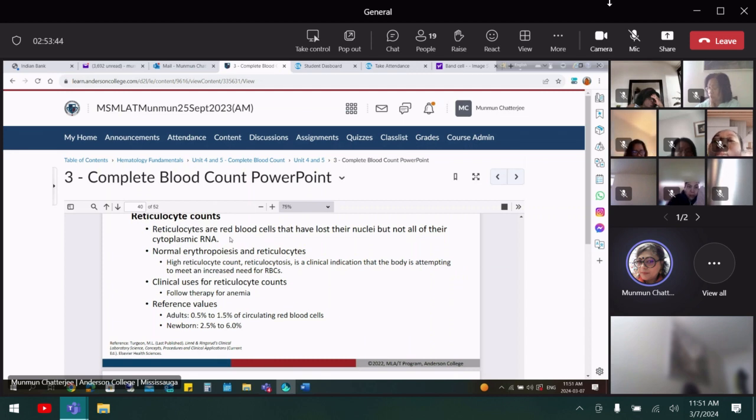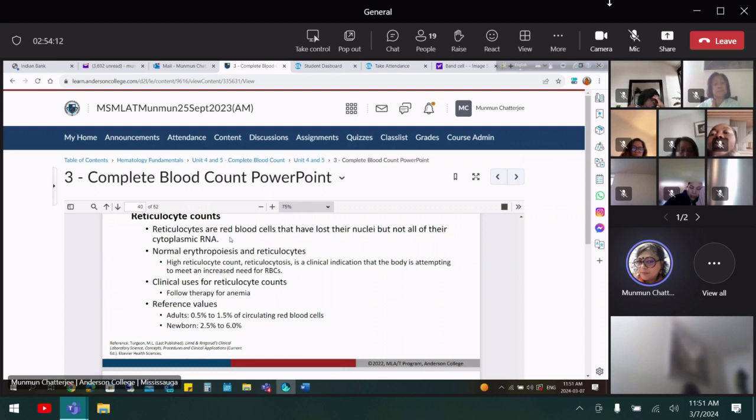It's a clinical indication that the body is attempting to meet an increased need of RBC. Yesterday we had discussed that. That means the body needs more oxygen. If the body needs more oxygen, it needs more RBC. If more RBC, they are going to ask the reticulocytes to come and transform from reticulocyte to RBC, even in the peripheral blood.